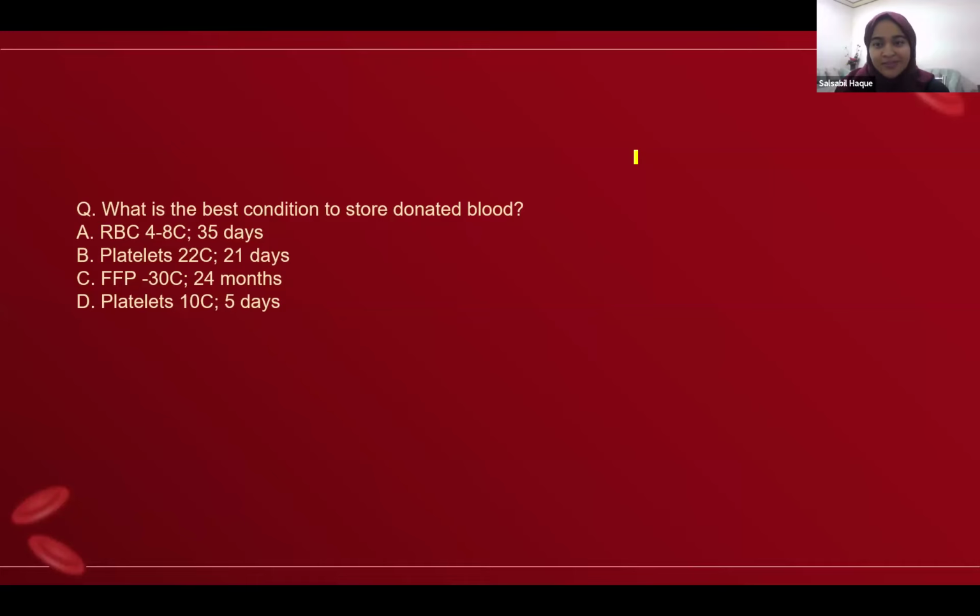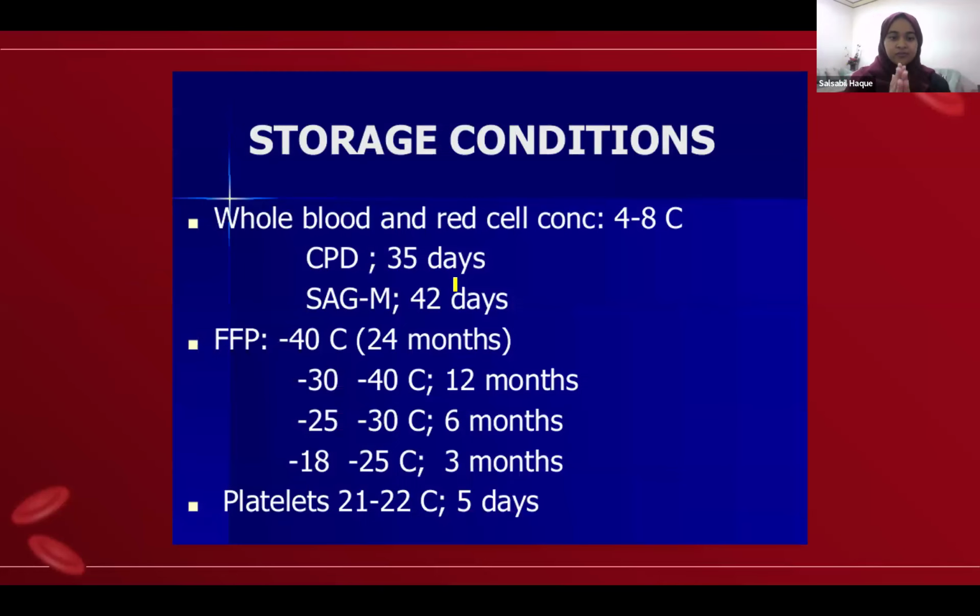I know this is pure memorization, but yes, the answer is A. RBC, 4 to 8 degrees, 35 days. Just a quick revision, you just have to know this. There is no way to make sense of this. Platelets have the least amount of storage time. They can only be stored for 5 days at almost room temperature, so 21 to 22 degrees.